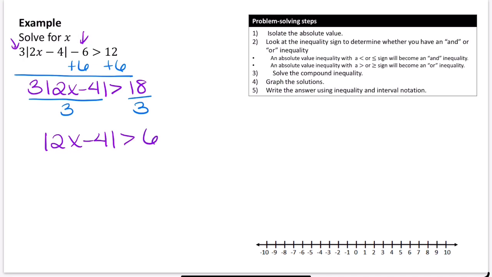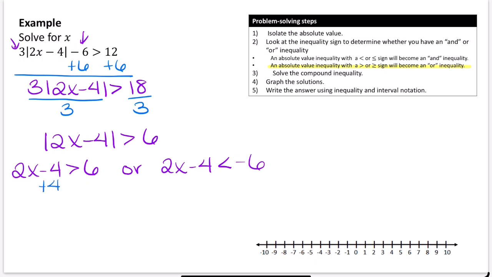So this is a greater than, so this is going to be an or inequality. So I'm going to write this as two separate pieces. So when I write this as two separate pieces, I have 2x minus 4 is greater than 6, or 2x minus 4 is less than negative 6. So I'm going to work on now solving these two inequalities.